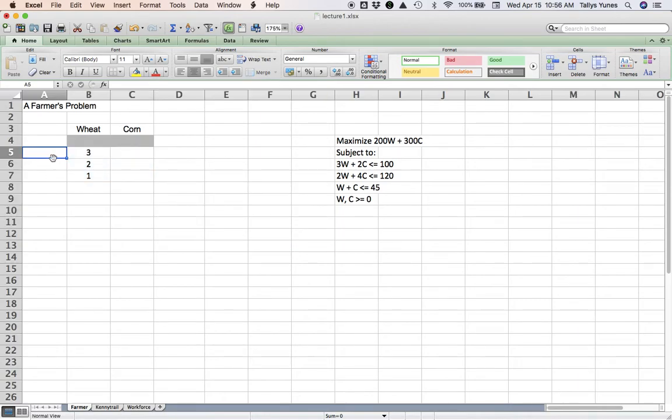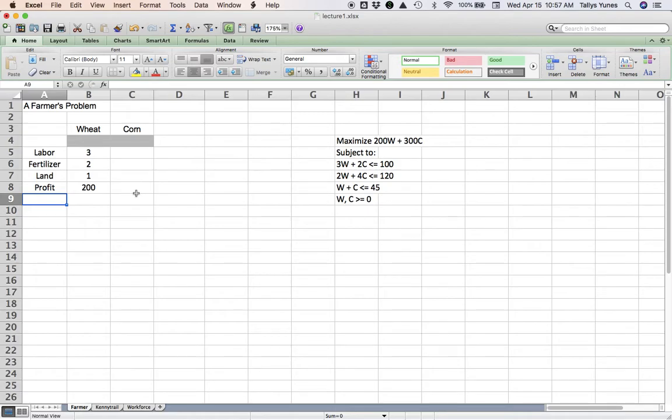And let me label these rows so that I know what these numbers are talking about. So this is about labor, fertilizer, and this is land. I also want to add below the wheat variable the number that appears multiplying it in my objective function, which right now is my profit. So for wheat, that number is 200. You'll see why I'm putting them below them in a minute.